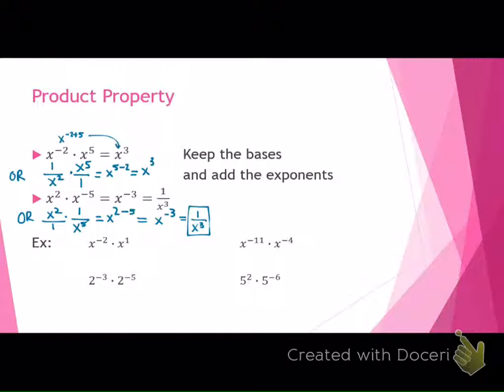So Hannah, help me out with number 1. X to the negative 2nd times x to the 1st. What would you do? I don't care which way you want to do it. That would be x to the negative 1. So you're adding the exponents, I'm assuming? Yeah. And can we keep negative exponents in our answer? No, so what does that become? 1 over... What's your base? Okay, so it should be 1 over x to the first power, right? Which is just 1 over x.